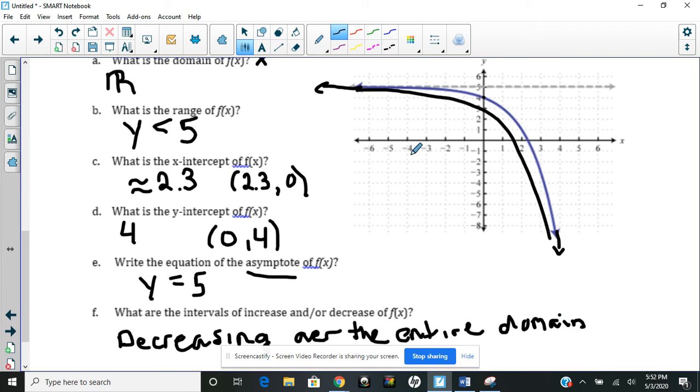Okay, so that was characteristics of exponential functions. If you're still stuck with that topic, make sure you reach out to one of your teachers and we can help you further before you complete that section.